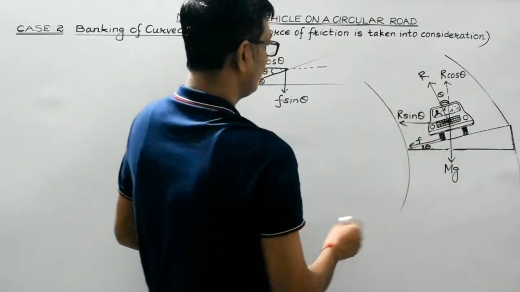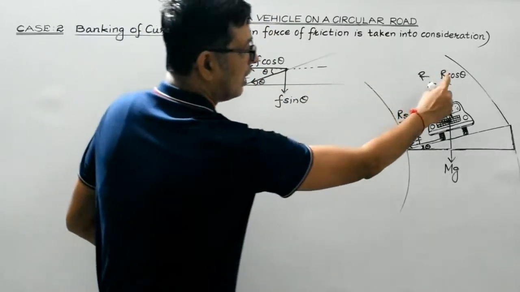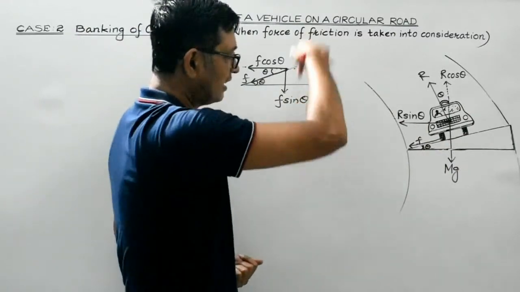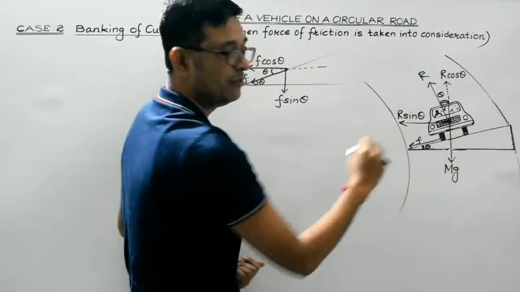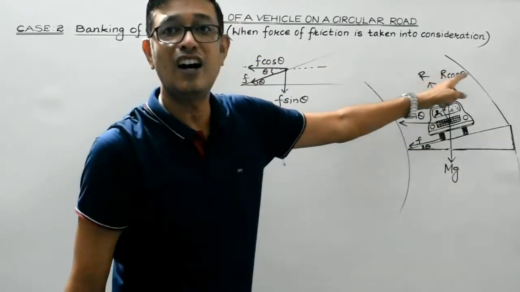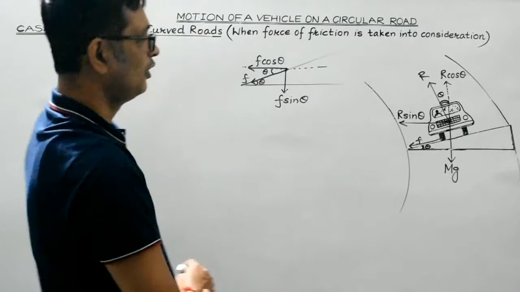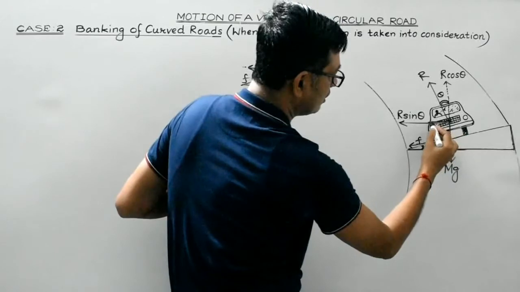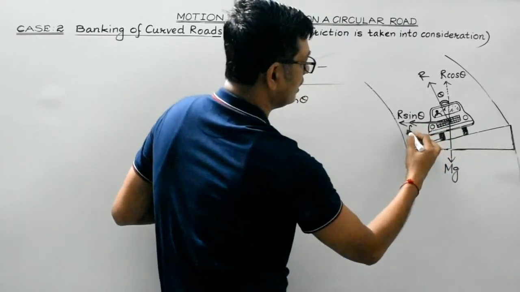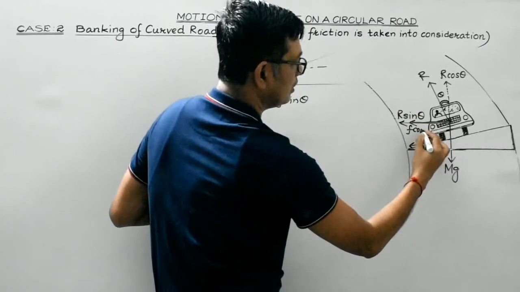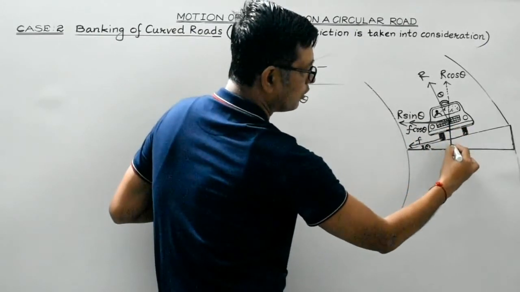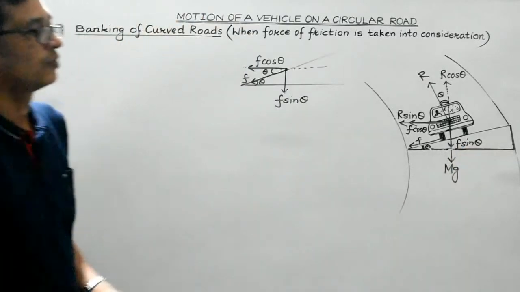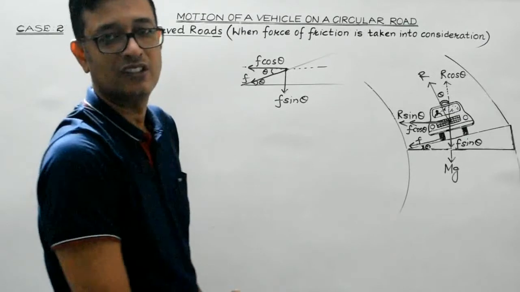In this case, if you consider the force of friction to be present, then R cos theta must be balancing mg plus F sin theta. F sin theta is acting in the downward direction, so it will aid the weight mg, which will in turn get balanced by R cos theta. Right? So you can represent this diagram over here as well. So F can be resolved into two components. This component of force is F cos theta, isn't it? And the downward component of the force of friction is F sin theta. Clear?